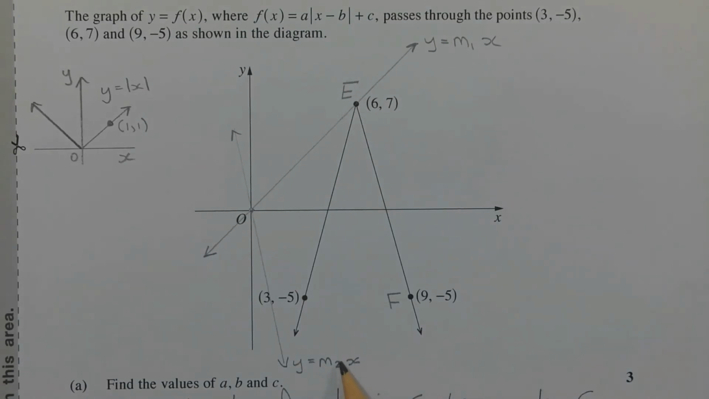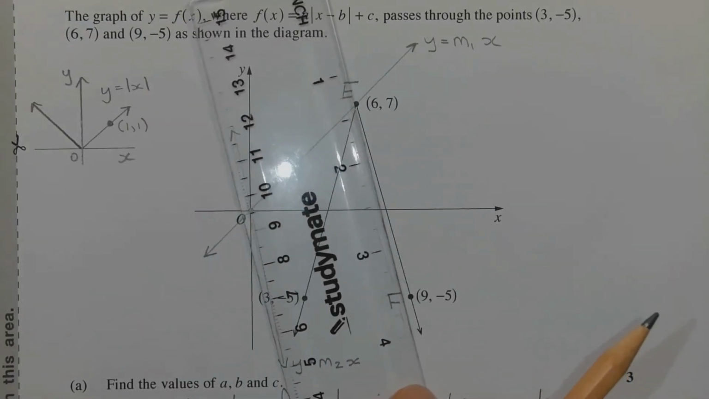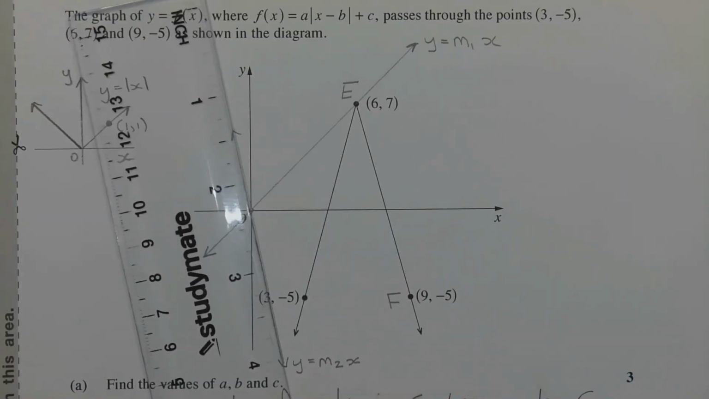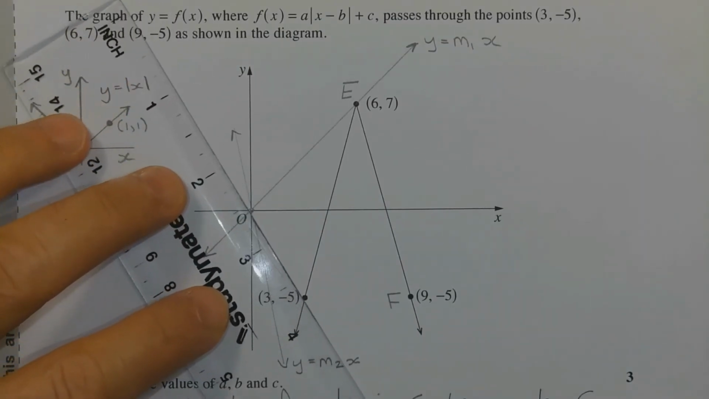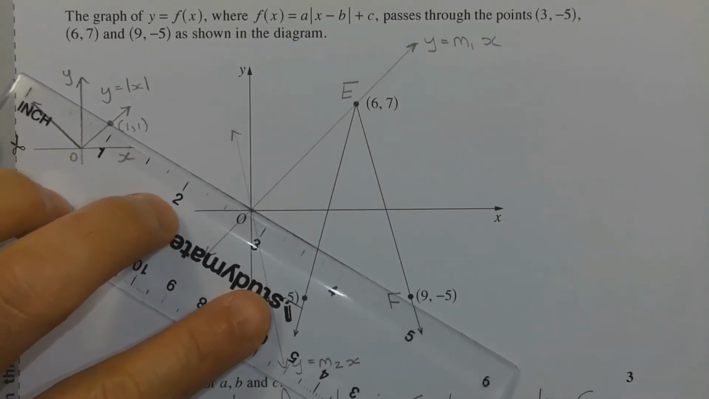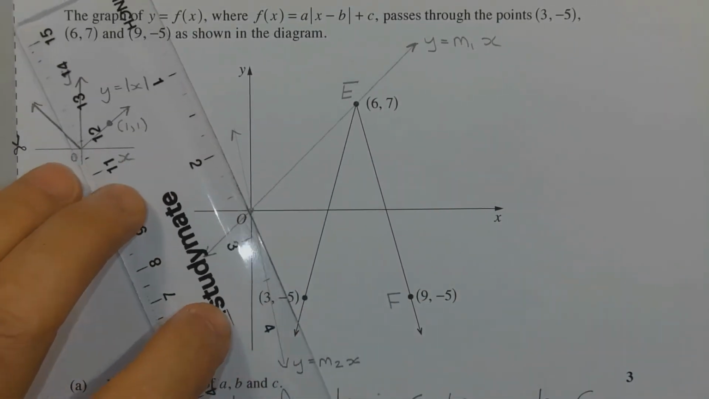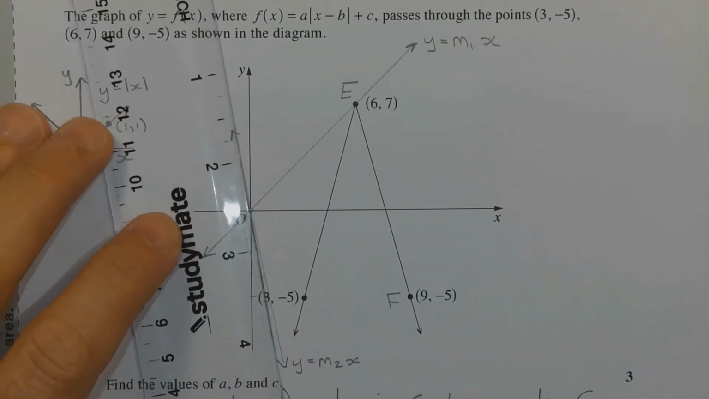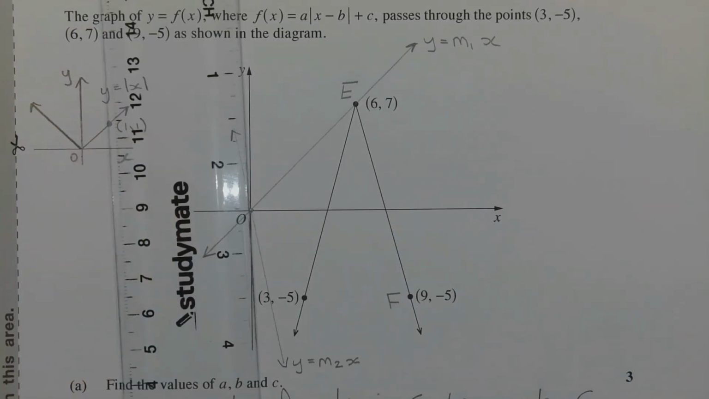Now if we consider the gradient m2, at the moment I've drawn y equals m2x parallel to EF, which means that the line y equals mx must have a gradient greater than m2. Now if I turn the ruler anti-clockwise, we can see that it intersects the graph at two distinct points. So if I move it back here and move it the other way, we can see that it would only intersect the graph at one point.